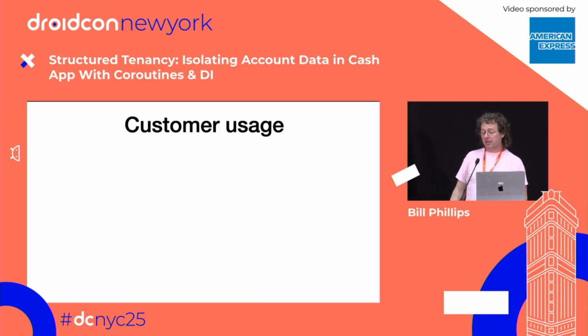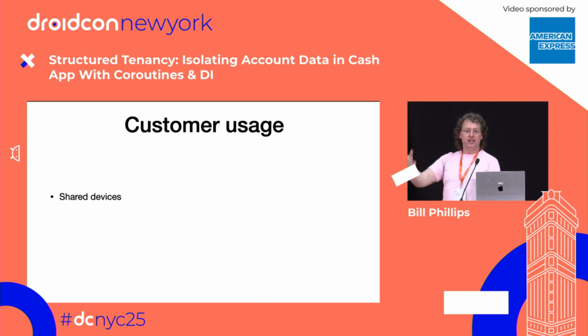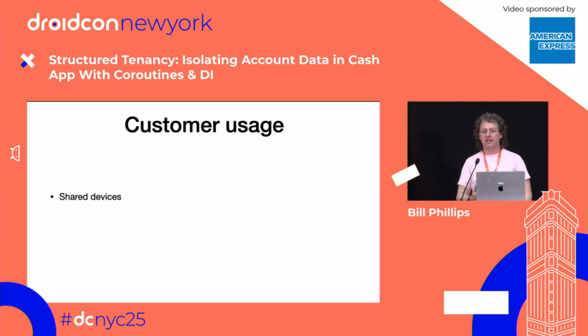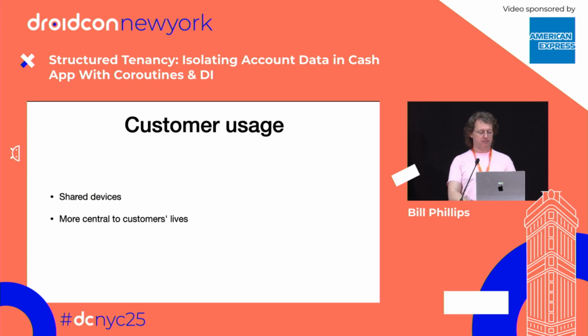Another thing that was changing was customer usage. And this is something that is really important in the life cycle of a company. Your customers' usage of your app may change. One thing that popped up that was a bit of a surprise for us was shared devices. People would use Cash App, sign out of Cash App, hand it to their friend, they would sign in, use Cash App, and hand it back. That was happening. Most people stayed in the same account the whole time, but there was a subset of people who were doing this. Caught us off guard a bit.